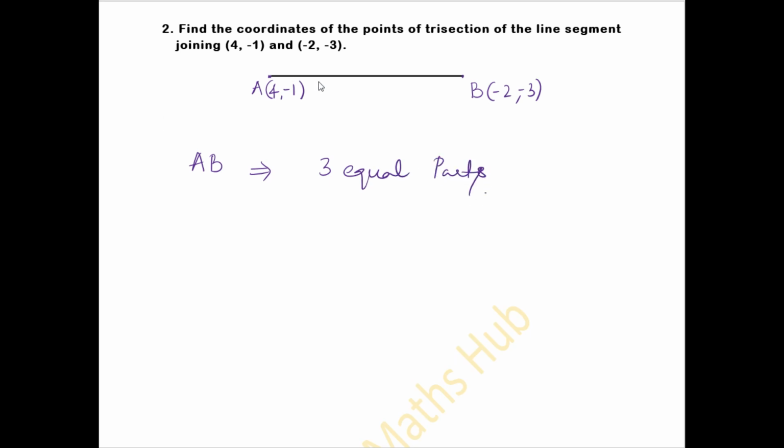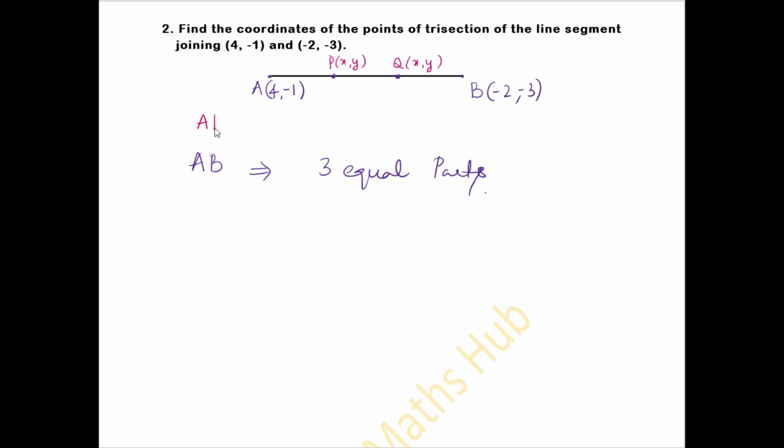Divide the line segment into 3 equal parts, that is, consider points P and Q which divide the line segment into 3 equal parts. I'll consider point P as (x, y) and Q as (x, y). The points P and Q are the points of trisection. What do you mean by trisection? The line segment will be divided into 3 equal parts.